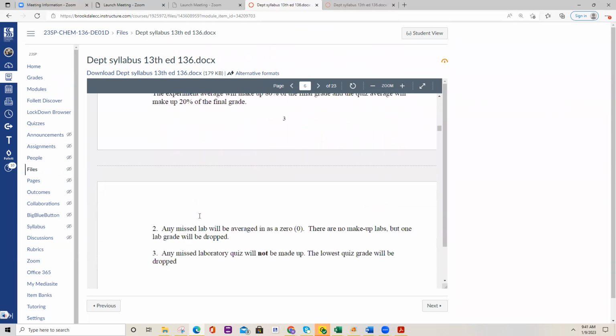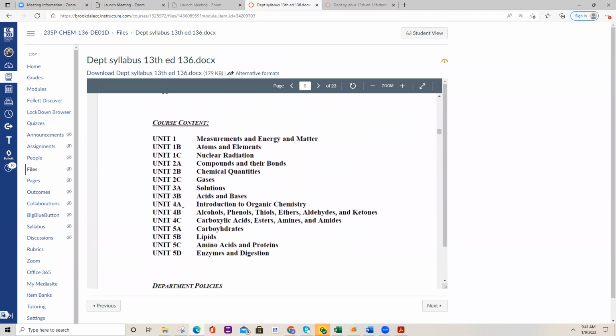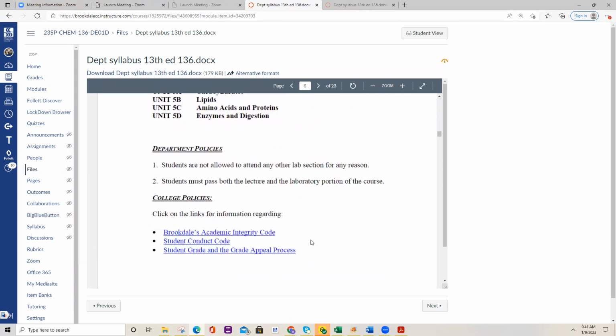The thing about lab is that it doesn't really apply to us because we're online. So our course content, these are some of the things we're going to be talking about this semester. The department policies, the first one doesn't apply to us. You wouldn't go to another lab section because it's an online course. You do have to independently pass both the lecture and the laboratory portion of the course.